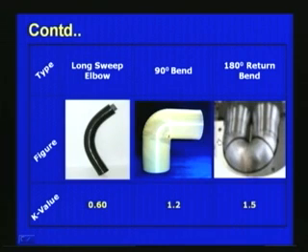and if it is a 90-degree bend like this, for a 90-degree turn of the pipe we will be using a 90-degree bend. So here for the 90-degree bend the K value will be about 1.2, and then if it is a 180-degree return bend like this, the K value will be about 1.5.